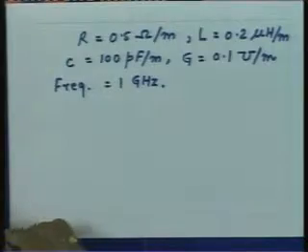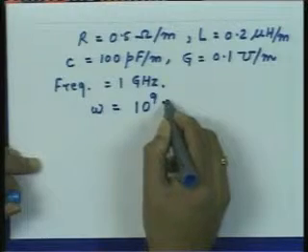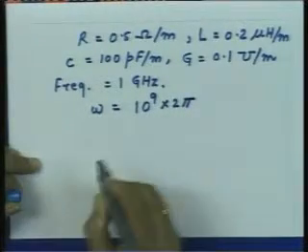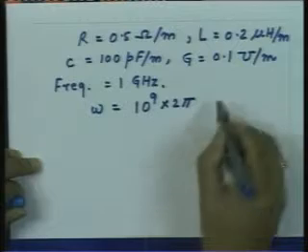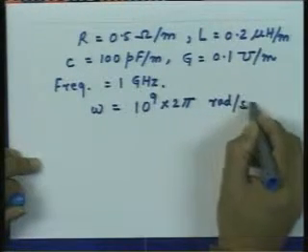One may ask you to find out what is the propagation constant, or explicitly we can calculate the attenuation and the phase constant for this line. First, converting the frequency into the angular frequency, we have omega equal to 1 gigahertz, which is 10 to the power 9 hertz times 2 pi radians per second.